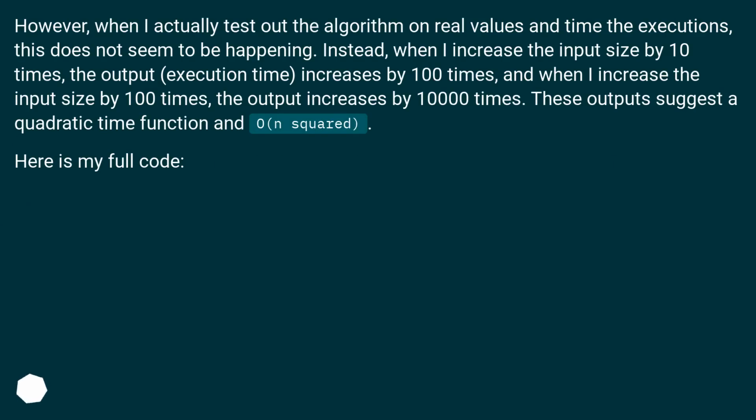However, when I actually test out the algorithm on real values and time the executions, this does not seem to be happening. Instead, when I increase the input size by 10 times, the execution time increases by 100 times, and when I increase the input size by 100 times, the output increases by 10,000 times. These outputs suggest a quadratic time function and O(n squared). Here is my full code.